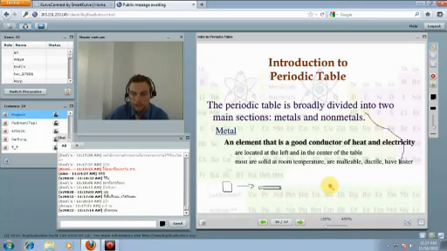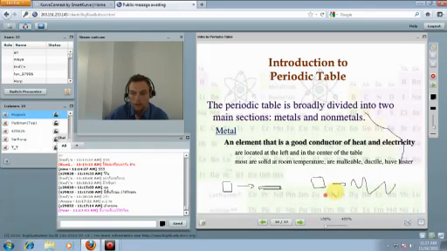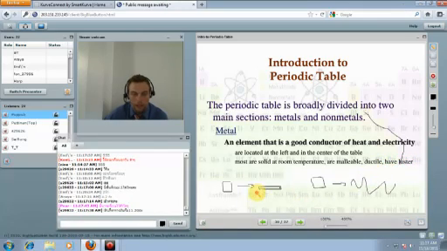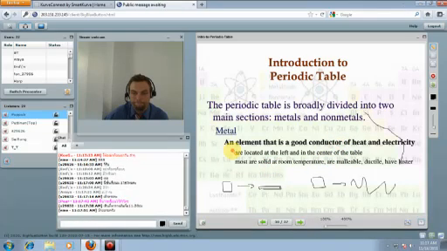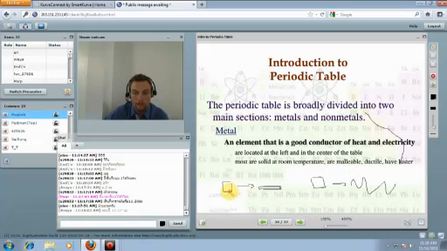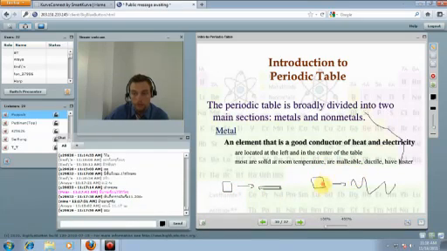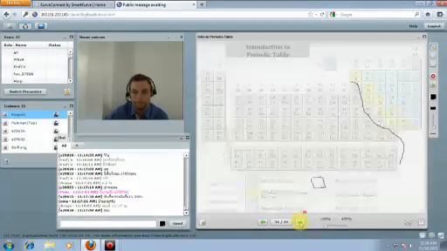Ductile means they can be stretched to make wire. And luster just means that they're shiny. So yeah, just know that most of the periodic table is made of metals, and that they are malleable, which means they can be flattened. Ductile, which means they can be stretched into wire, and they have luster, meaning that they are shiny typically. They reflect light.